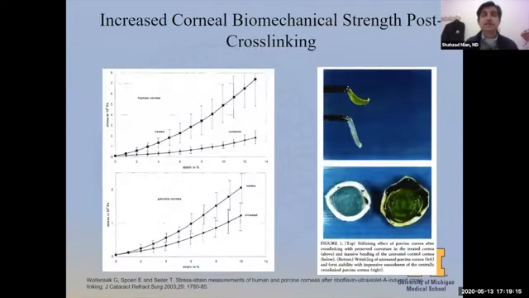The way cross-linking works is that it increases the biomechanical strength of the cornea, and there are studies that have looked at tensile strength of corneal tissue when it's treated with cross-linking and have shown that it becomes stiffer. As you can see visually from these pictures from the initial studies that were published related to cross-linking.